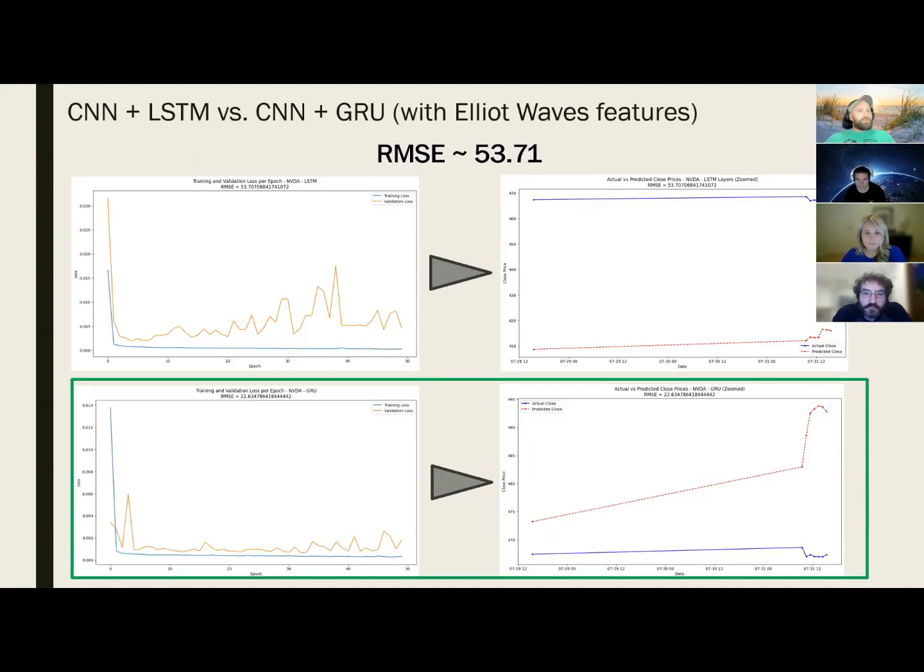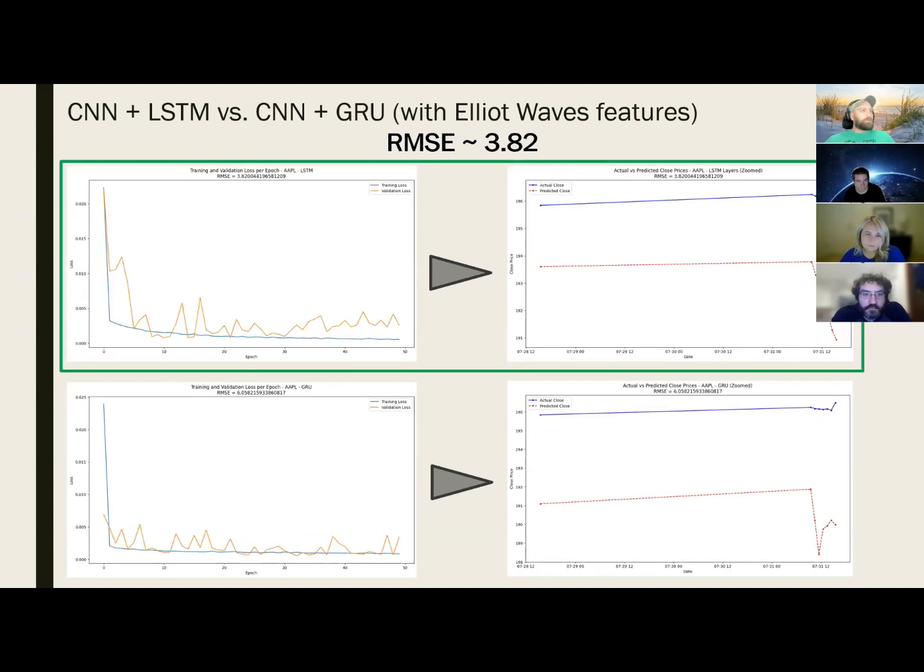So for these results, the best results between LSTM and GRU for NVIDIA actually ended up being the GRU layers, with root mean square errors of 22 as opposed to 53. Even though the points don't match up equally, like on the right hand side for the actual and predicted points, the pattern does seem a lot closer rather than nothing at all.